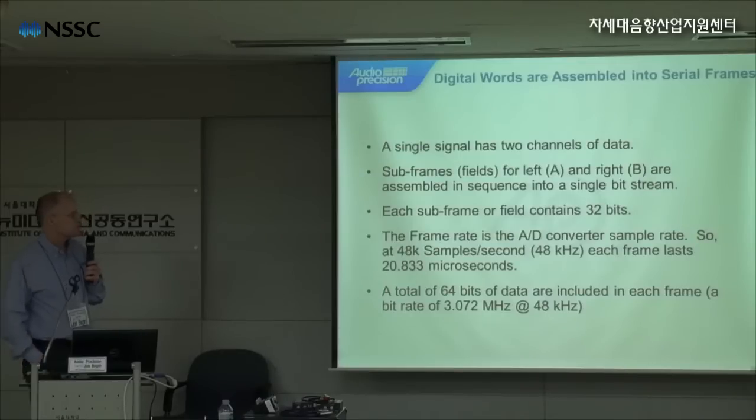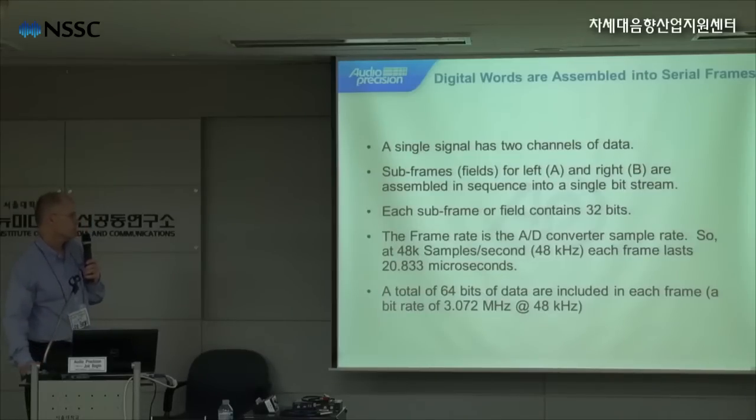So in this interface, digital words are assembled into serial frames of data. The signal has two channels of data, typically left and right. It's meant for sending stereo audio. And subframes for left channel A and right channel B are assembled in a sequence into a single bit stream. Each subframe or field contains 32 bits.